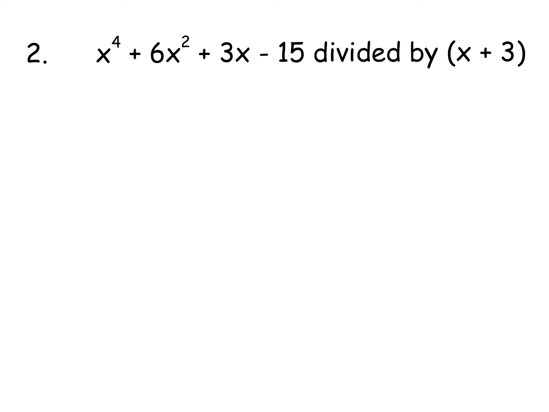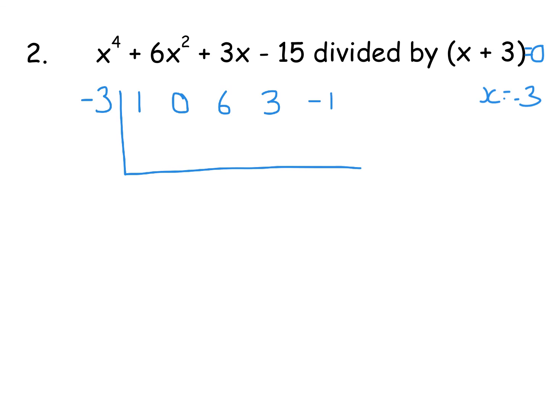So we're going to divide this one by x plus 3. I'm going to draw the table out. x plus 3, if you put that equal to 0, gives us x equals minus 3. So we are subbing in minus 3 here. x to the power 4 has a 1 in front. There's no cubed term, so I'm going to put a 0. x squared has a 6. x has a 3. And the number at the end is a minus 15.